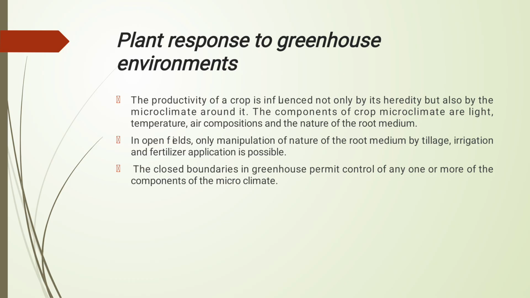Productivity of crops is influenced not only by the plant itself, but also by the microclimate around it. The components of crop microclimate are light, temperature, air composition, and the nature of the root medium. Only the nature of the root medium can be manipulated, by irrigation and fertilization applications.